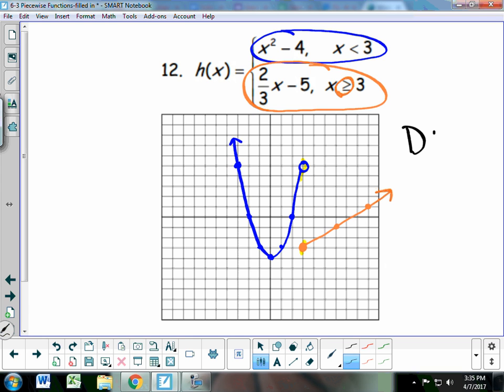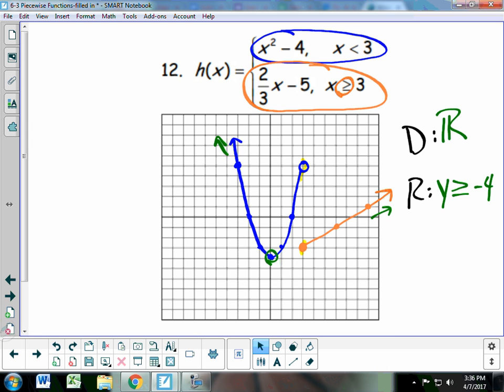So domain is going to be all real numbers again, because it's going to the left forever, and it's going to the right forever, and it hits all the values in between. The range goes up forever on both the orange and blue graphs, but the lowest we ever get is -4 right here, the vertex of the blue parabola. So y is greater than or equal to -4.